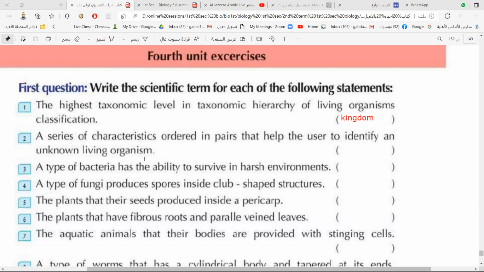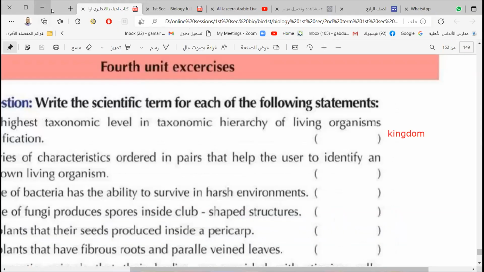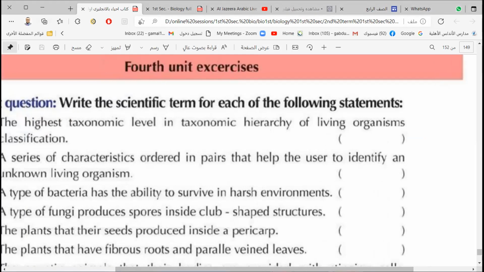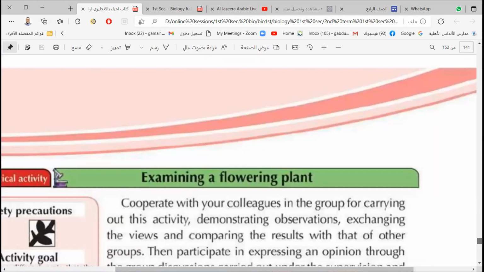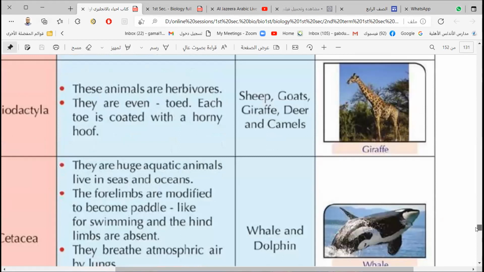A series of characteristics ordered in pairs that help the user to identify a known living organism. You remember? A way of characteristics in pairs. Like, if you remember, if we want to describe the butterfly, for example, we go to classify it by some descriptions in pairs. Dichotomous key. Dichotomous key, very good. The dichotomous key, of course.